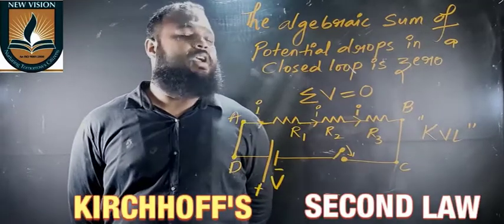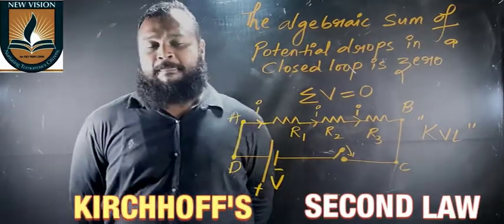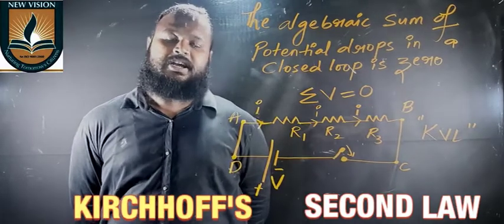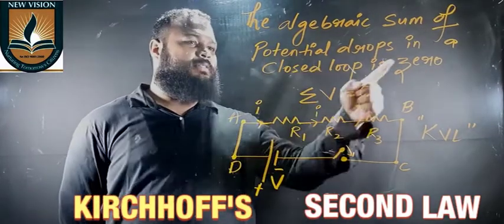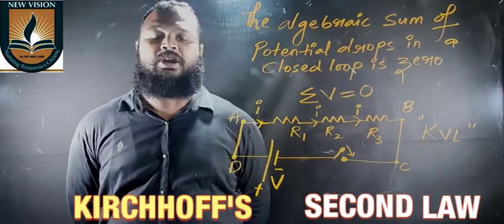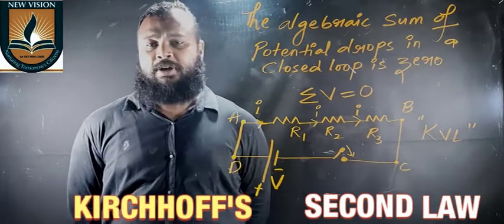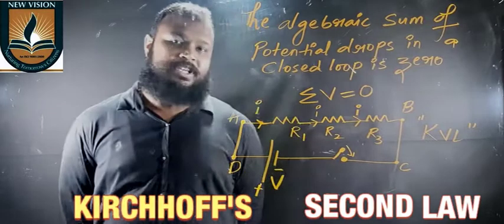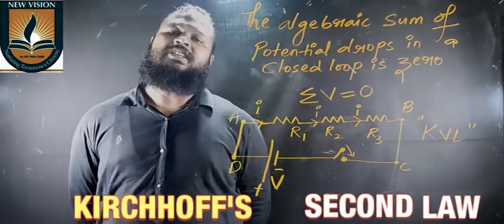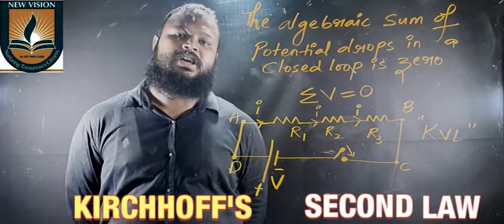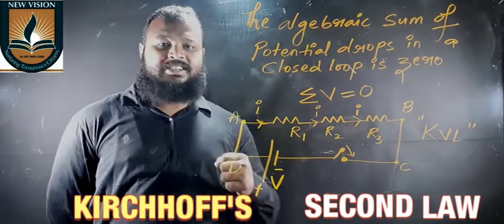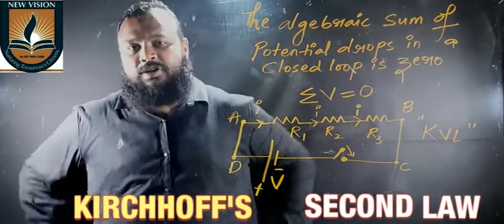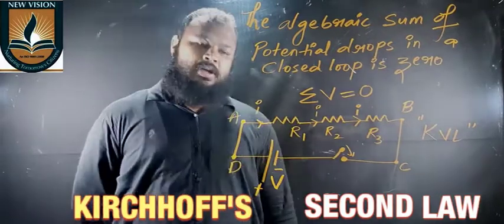Let's discuss Kirchhoff's second law. Kirchhoff's second law says that the algebraic sum of potential drops in a closed loop is 0. The first law was that the algebraic sum of currents at a junction is 0. The second law is that the algebraic sum of potential drops in a closed loop is 0. Let's try and understand what Kirchhoff's second law is with an example.